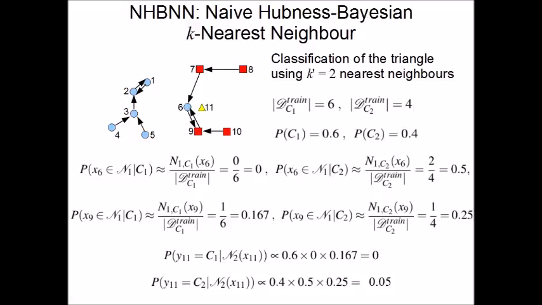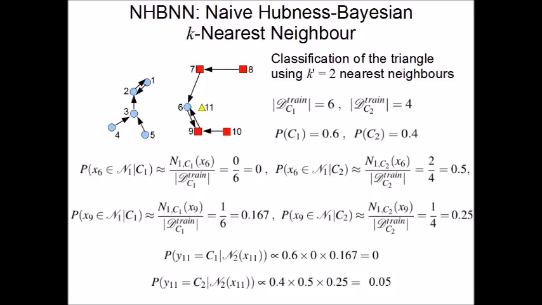Just as always, we use 2 of the nearest neighbors of the triangle in order to classify this triangle. These 2 nearest neighbors are, of course, instance 6 and instance 9, just like before. For these 2 instances, we will calculate a so-called conditional probability. In particular, we will calculate the probability of instance 6 appearing as one of the nearest neighbors of instances belonging to the first class. And similarly, we will calculate another conditional probability, which is the probability of instance 6 appearing as one of the nearest neighbors of instances from the second class.